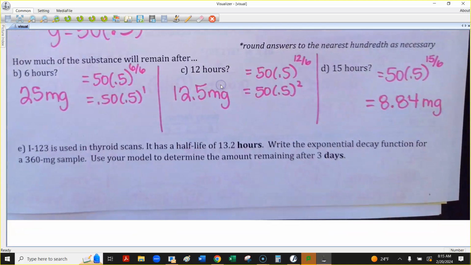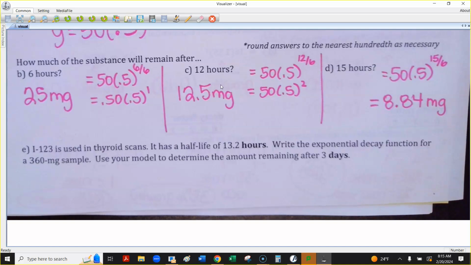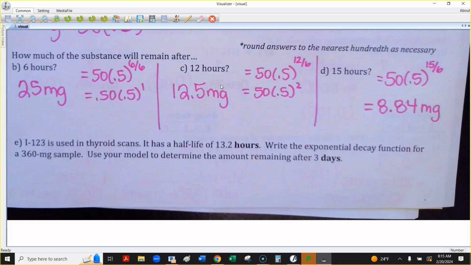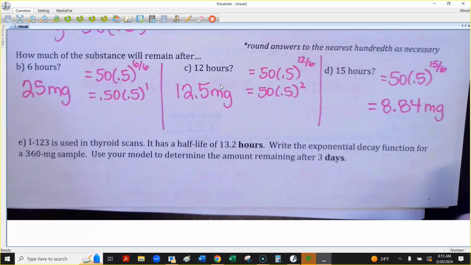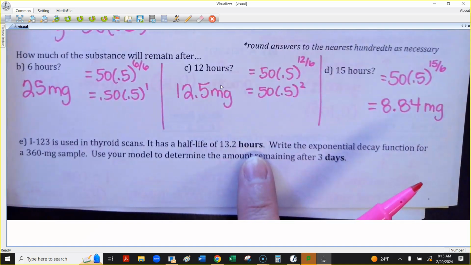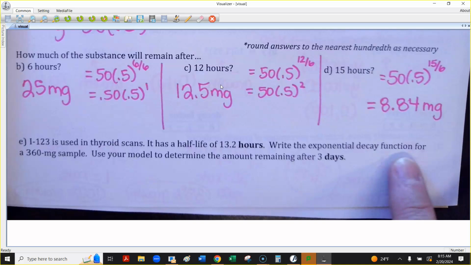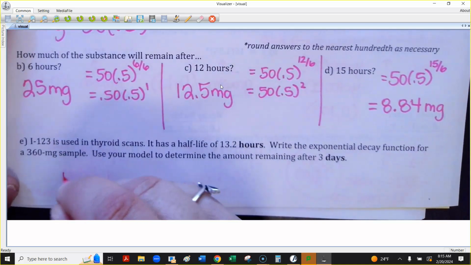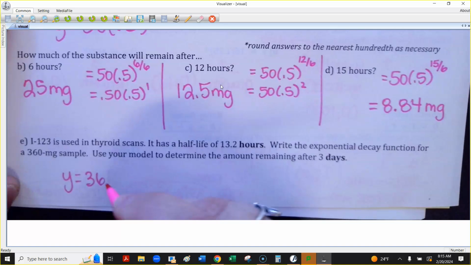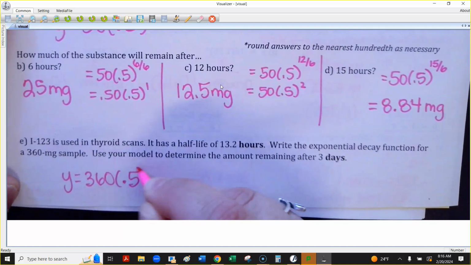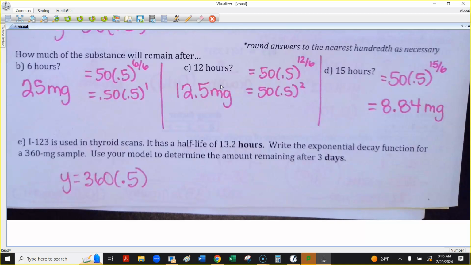Now, this one is really put on here to make the point that we should not have different units when a half-life is in a certain unit and the time is given to you in a different unit. So this is I-123 used in thyroid scans, a legitimate thing, which has a half-life given as 13.2 hours. Write an exponential decay function for a 350 milligram sample. So it'd be 360, we're doing half-life, so my b value is a half. And it says find the amount after 3 days.